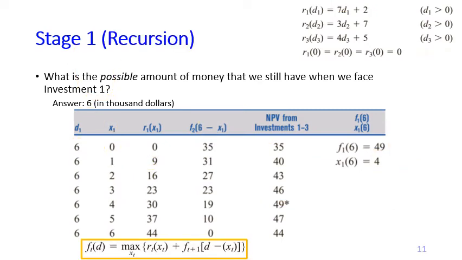So this table may be written in terms of an equation that looks like this. Among all possible decisions xt, we take the maximum, which is we try to maximize the return by investing xt dollars in investment t plus f(t+1) of d minus xt. Okay, so d is the money that we have when we face investment t, and then we spend xt. So the remaining money that we have for the next investment equals d minus xt.